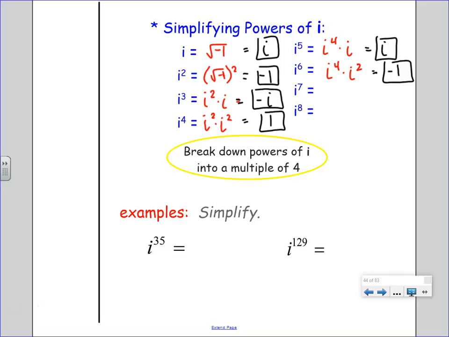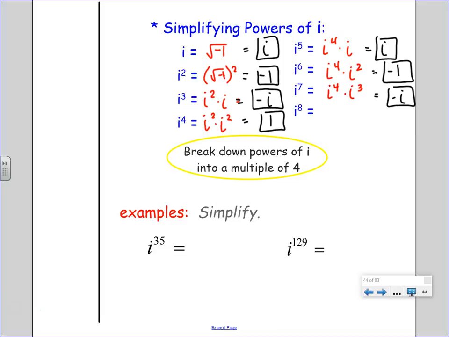How do you go to i to the 7th? i to the 4th times i cubed. You guys put it together. Who is i cubed? Negative i. 1 times i cubed. It keeps on seeming like I'm going back to the one that's right before on the other side, right? I think that's a thing.